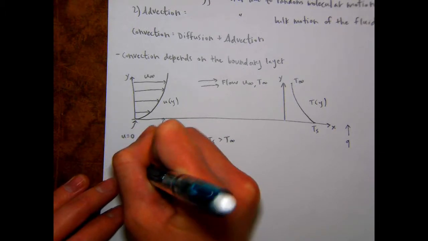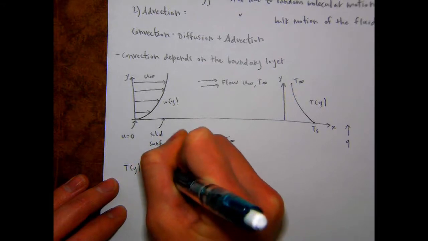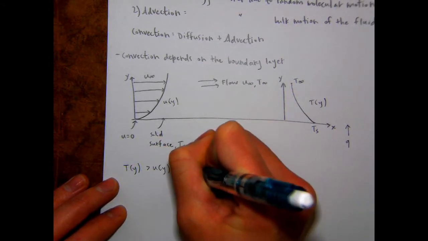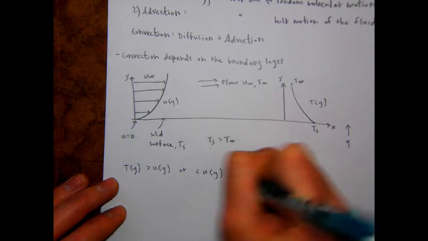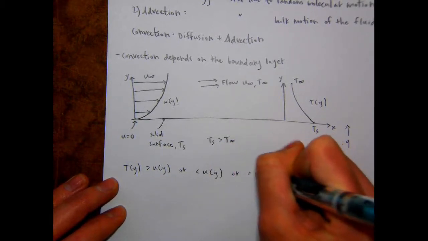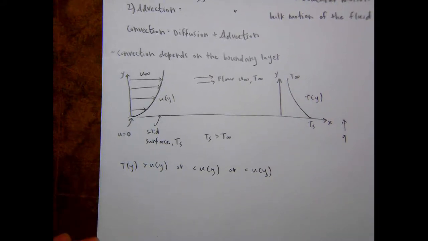The thermal boundary layer can be greater than the velocity boundary layer, less than the velocity boundary layer, or equal to the velocity boundary layer. It just depends on the setup and the circumstances of the problem.